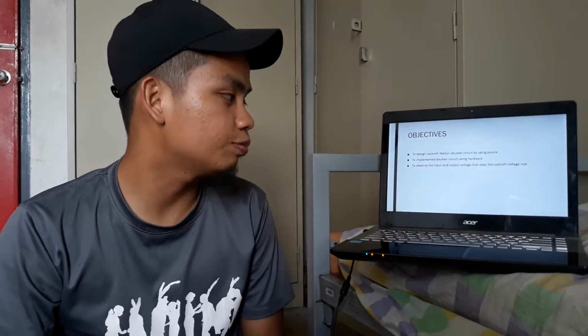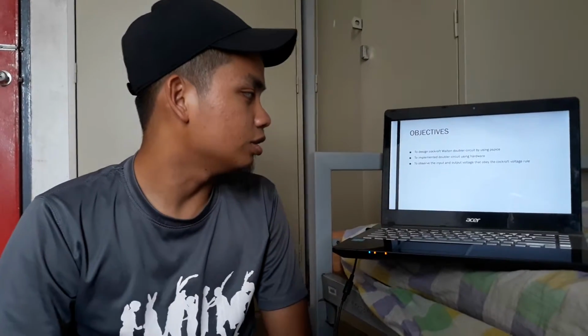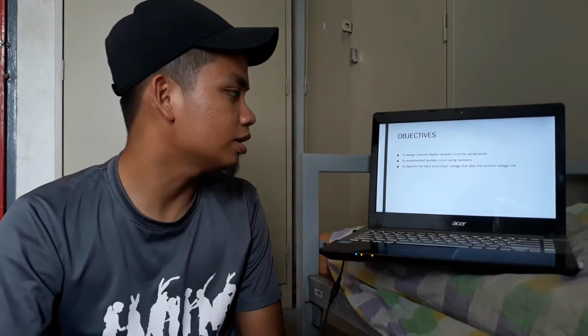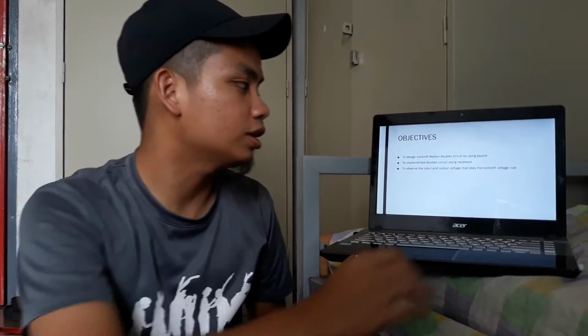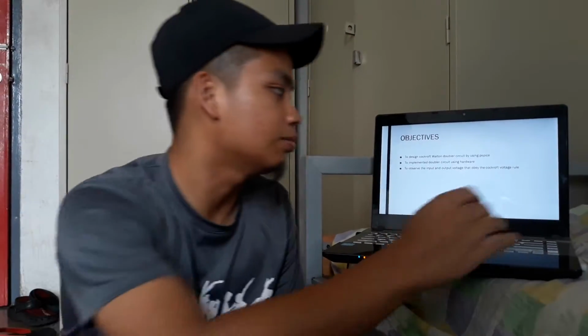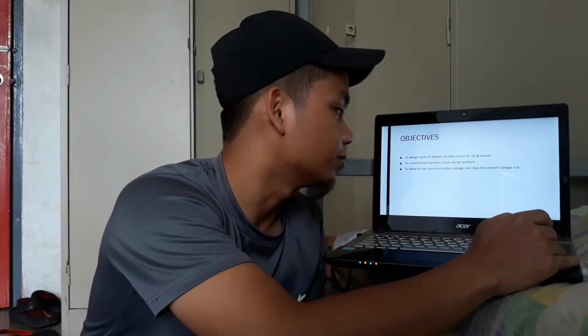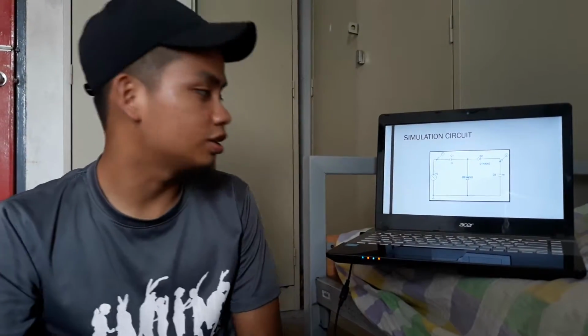Okay, now I'm going to tell about the objective of our project. The first is to design the Cockcroft-Walton doubler circuit using PSpice, so we use PSpice simulation to design it. Another is to implement the doubler circuit using hardware, so we also use hardware to implement the design to observe the input and output voltage that obey the Cockcroft-Walton rule.